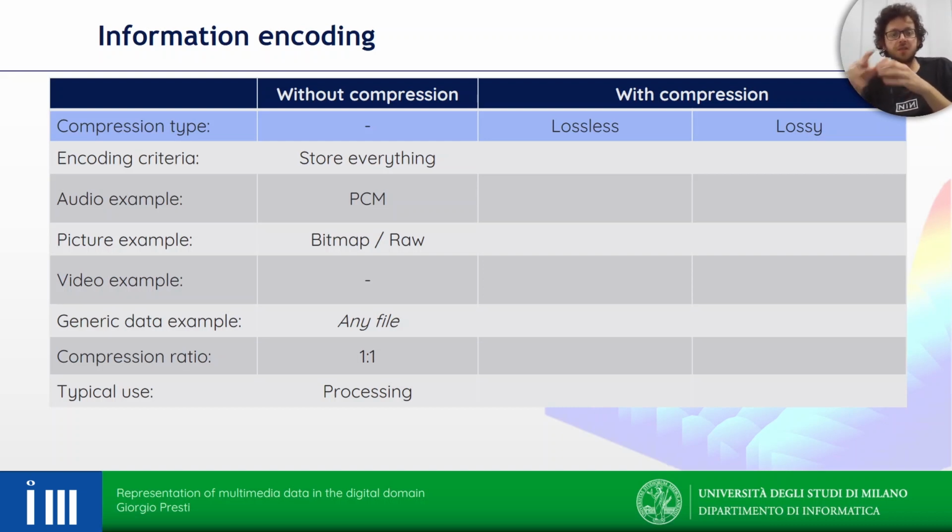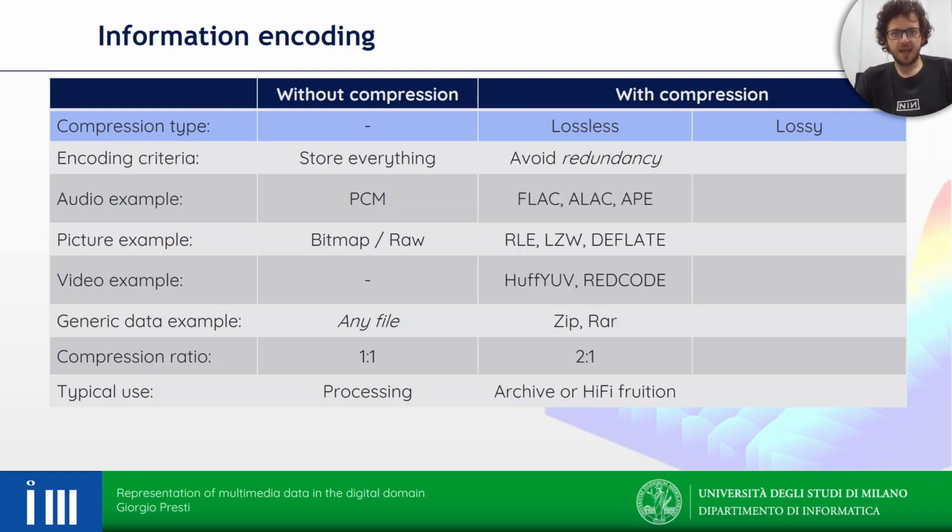With compression, we have lossy or lossless scenarios. Let's talk about lossless scenarios, which means without loss. So what is the criterion of encoding something without any loss? It's basically just to avoid redundancy. For example, if we have a picture which is all black but for a single point, instead of storing, like we would do without compression, 0, 0, 0, 0, 0, 0, 0, 0, 0, 0, 0, 1, and then 0, 0, 0, 0, 0, 0, 0 again, we just store something like: please write 100 times 0, then write 1, and then write again 100 times 0.